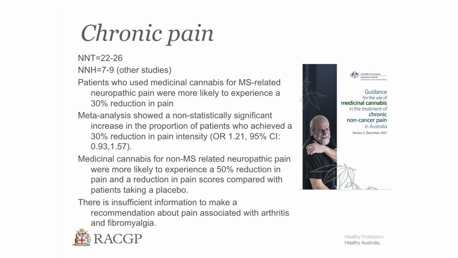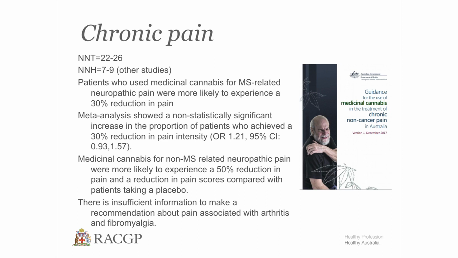We also know from other studies, it's not in this guidance, but it's been discussed by the authors of the guidance, that the number needed to harm, if we treat, is about 7 to 9. So we've got a terrible number needed to treat to number needed to harm ratio.